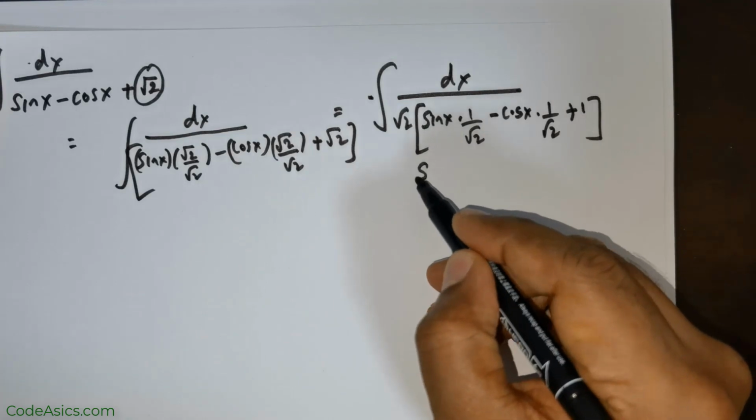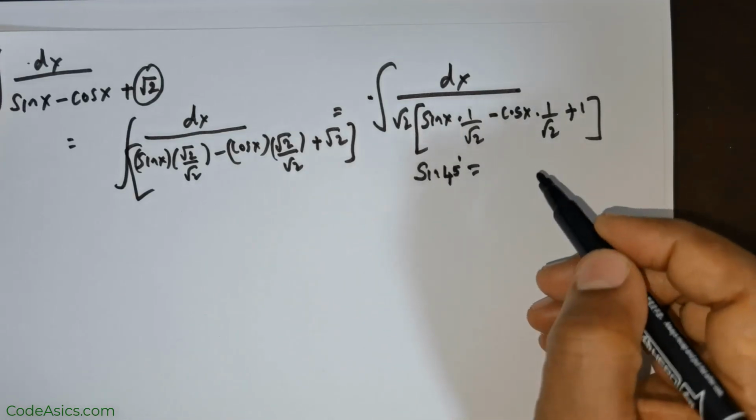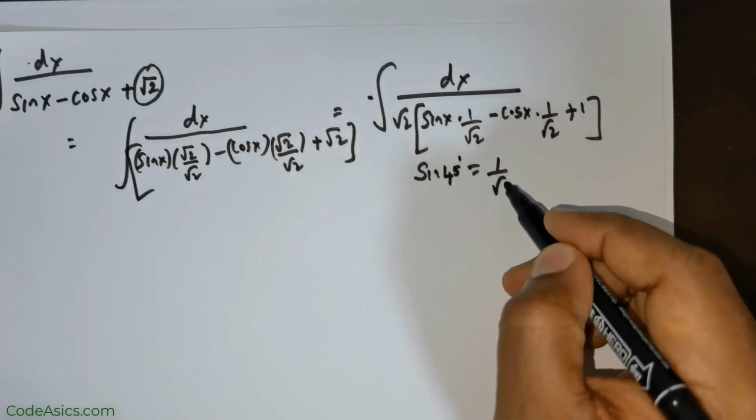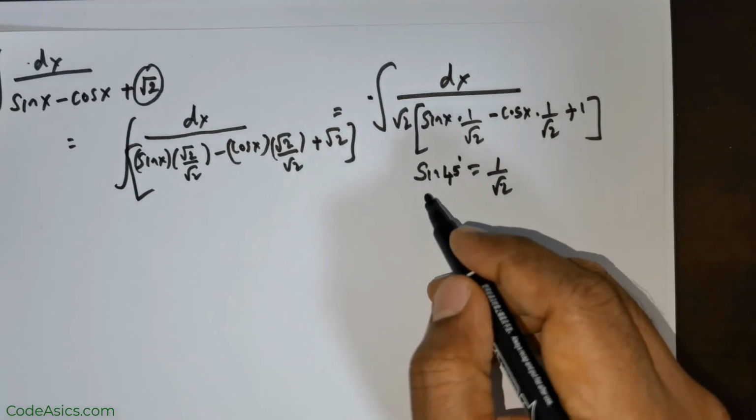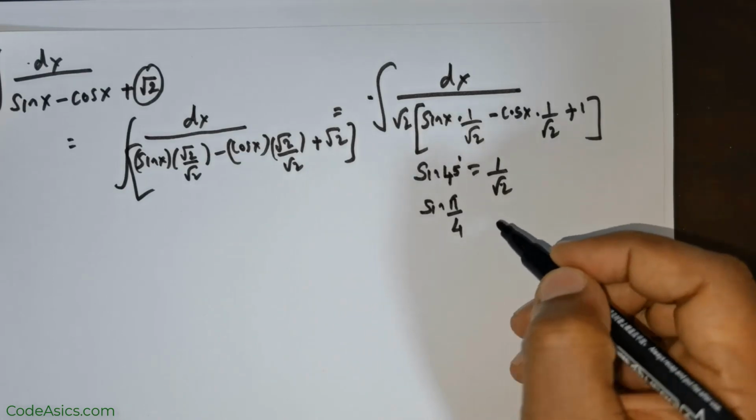Now we know that sin 45 is equal to 1 over root 2. Now sin 45 can be rewritten as sin pi over 4.